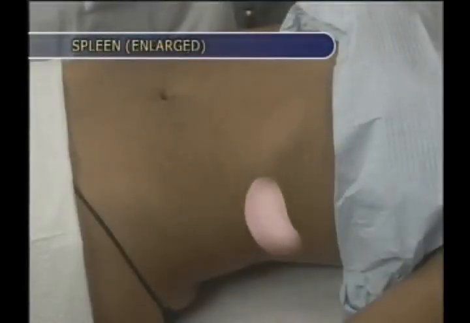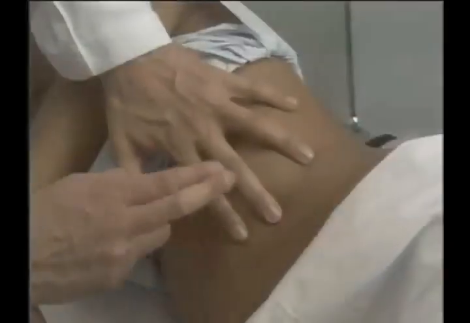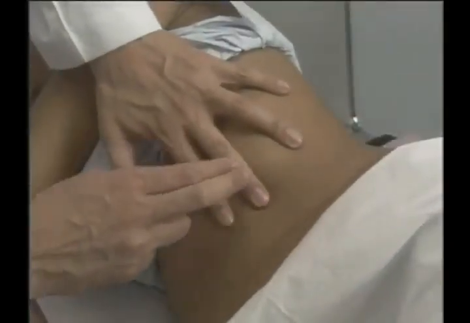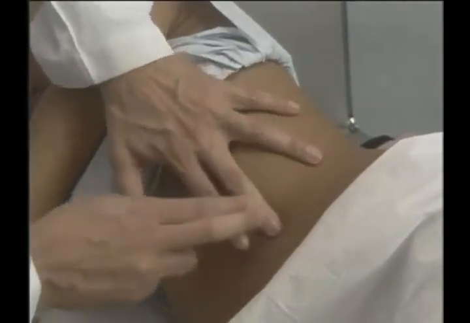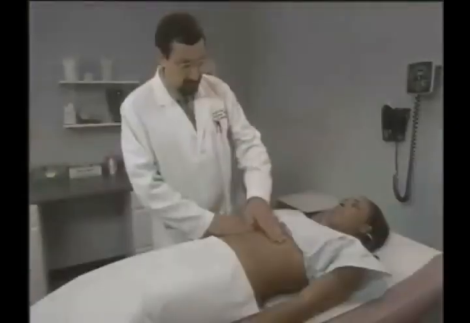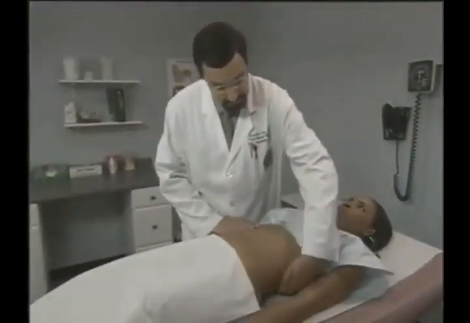When the spleen is enlarged, tympany often changes to dullness. Dullness is a positive sign. It may be falsely positive, but its presence means you should perform careful palpation. Palpate the spleen to assess its size.